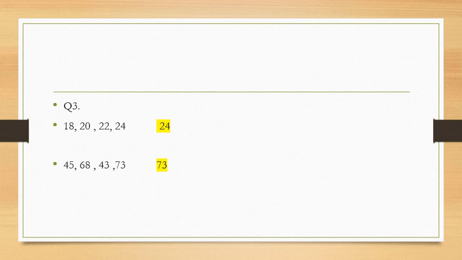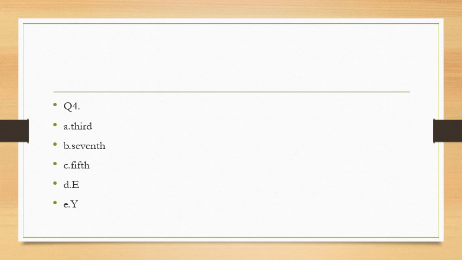Now look at the next part children. The numbers are 45, 68, 43 and 73. Children, here you will see that 73 is the largest among these numbers. So here you will write 73.